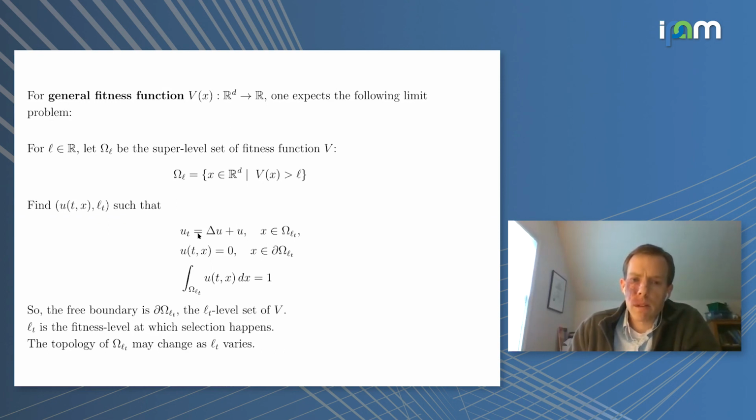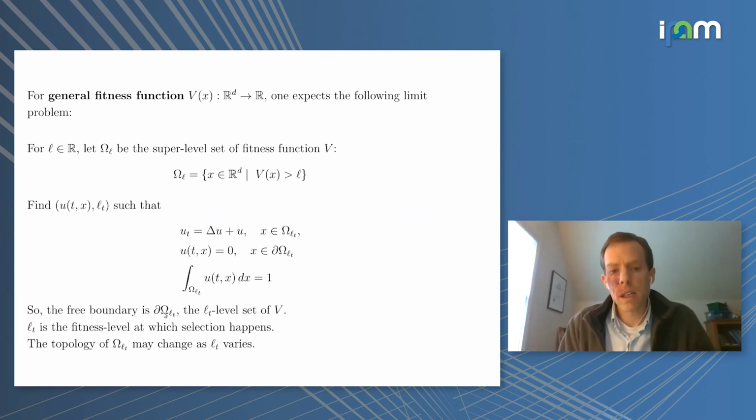So the PDE holds in this family of sets omega L of t, on the boundary U is equal to 0, and the total mass constraint is satisfied. So the boundary of omega L(t) is a level set of the function V, and L(t) is the fitness level at which selection is happening.